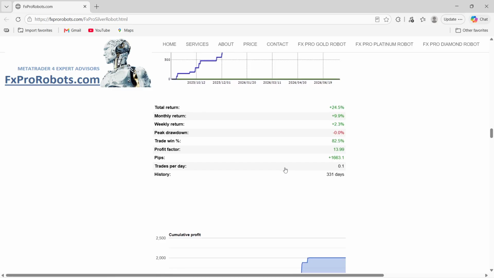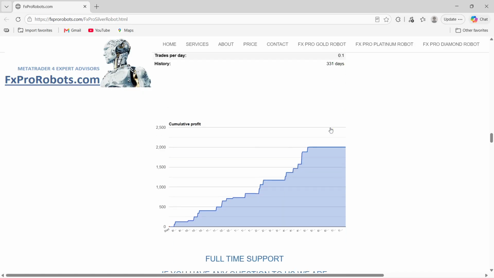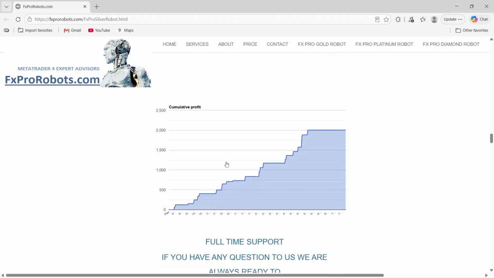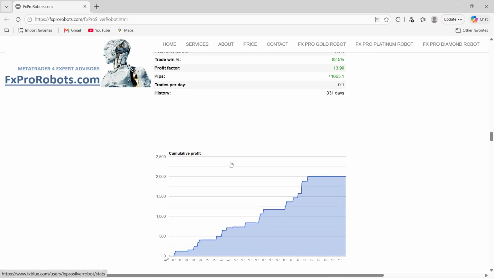We also have another screenshot. A total return of 24.5%, monthly return of 9.9%, weekly return of 2.3%. We have a drawdown of basically zero, no big drawdown. Trade win is 2.5%, profit factor of 13.99 for a period of 331 days as well. We can see how the graph looks for this as well. It's like we have on this first screenshot.